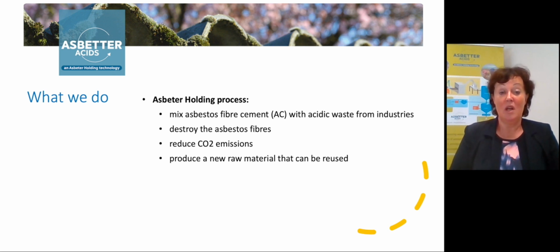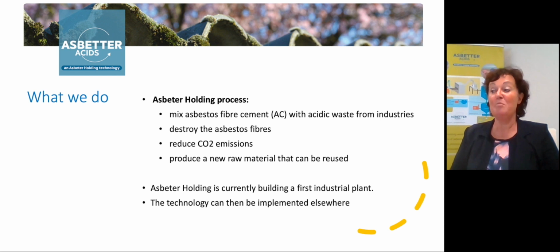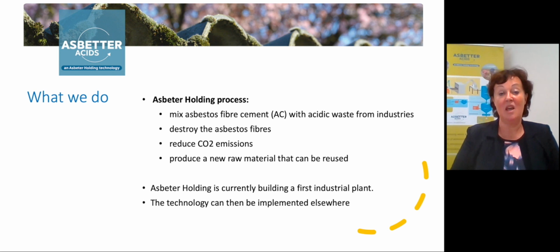So we produce, in a factory of 60,000 tons of asbestos cement, more than 60,000 tons of raw materials to the market. We are currently engineering the first industrial plant, aiming to start production in 2024. And we are sure that our technology based on industrial acids can be implemented elsewhere at industrial locations where they have a lot of waste acids.